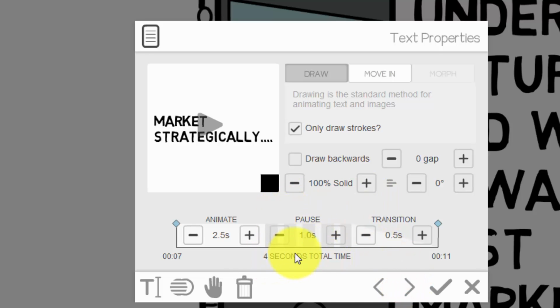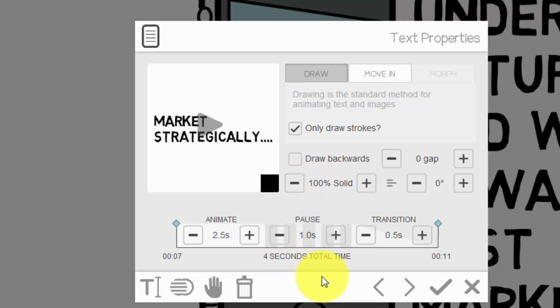pause after market strategically because we want there to be timing between starting the next discussion, starting the next image, and starting the next screen. So what we're effectively trying to do is we're trying to give our viewer the opportunity to see the visual as well as to see some of the words as they're being spoken.